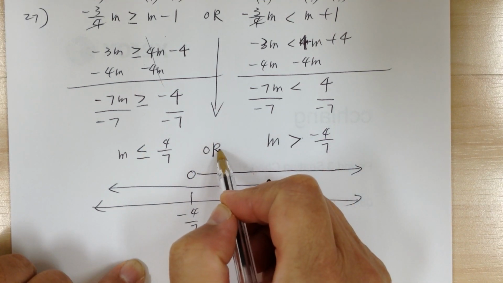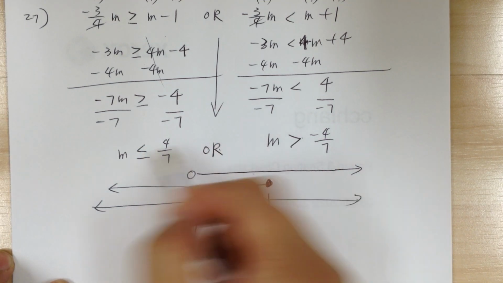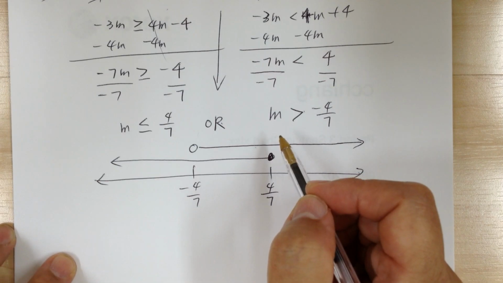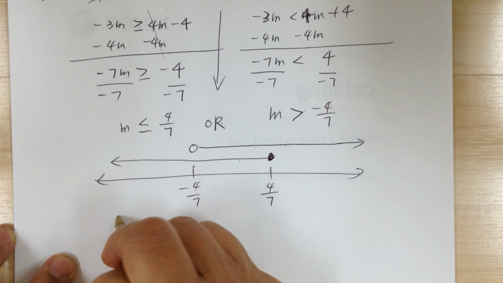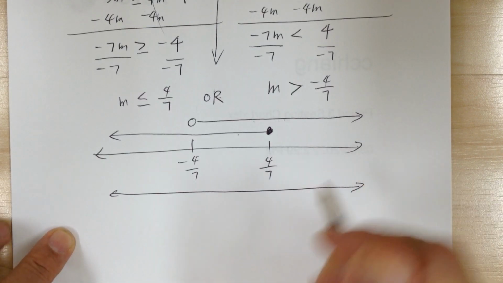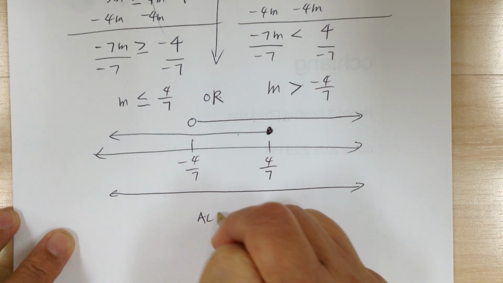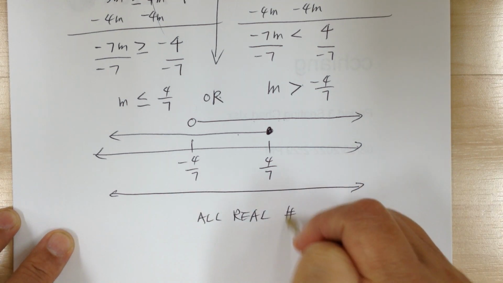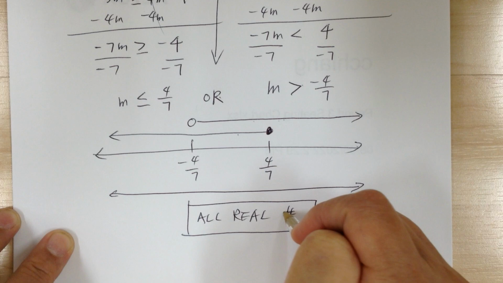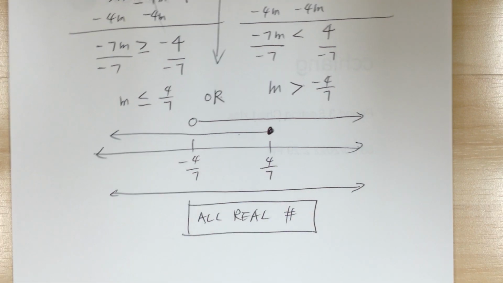Now you have to apply the disjunction "or." Or means combining together. Okay? So it can be here. If it's here, it's good, or it's here, it's good. So you're going to end up with the whole thing. So based on this graph, your answer would be all real numbers because you got everything. Okay, let's go to the next one.